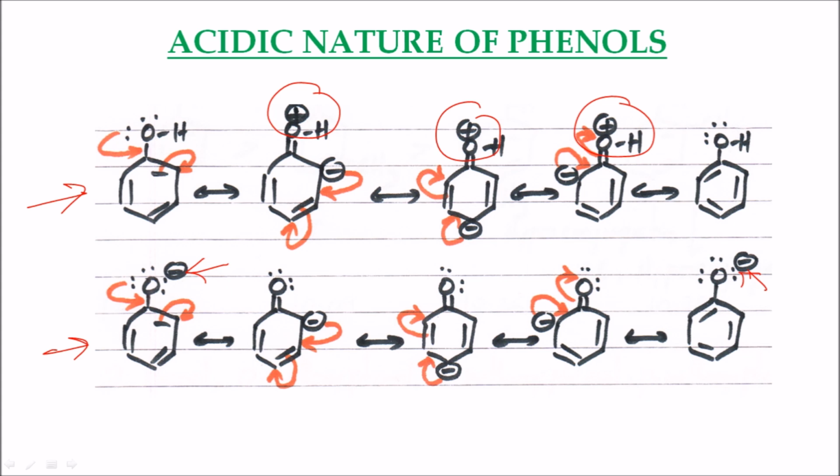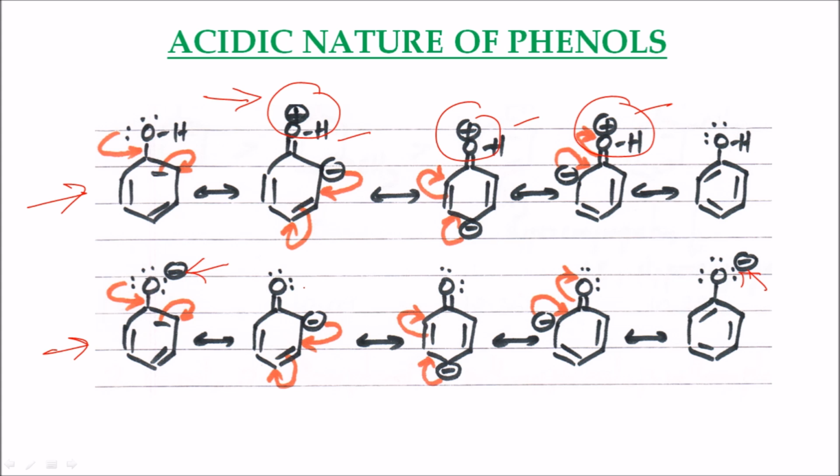We already know that a more electronegative atom like oxygen, if it has a positive charge, should be a highly unstable species. So you can see in phenol, three resonance structures have a positive charge on oxygen. So what can you write as the conclusion?